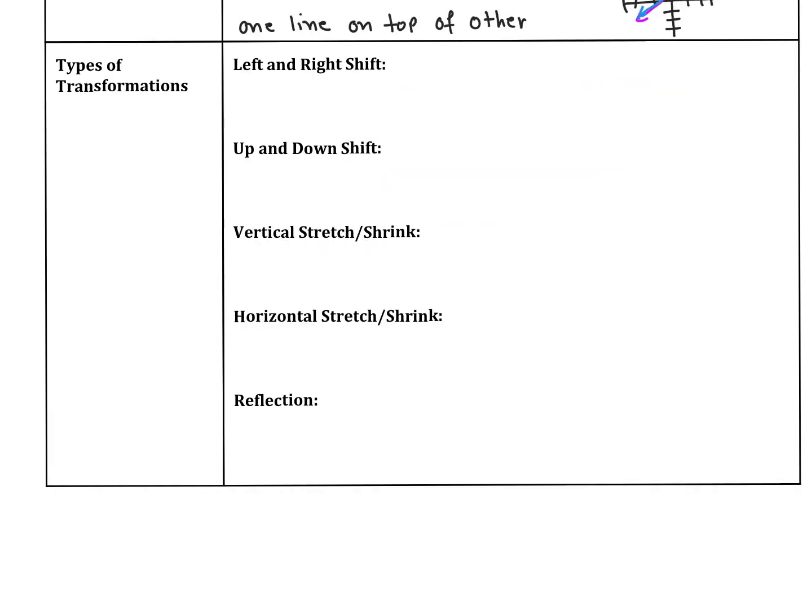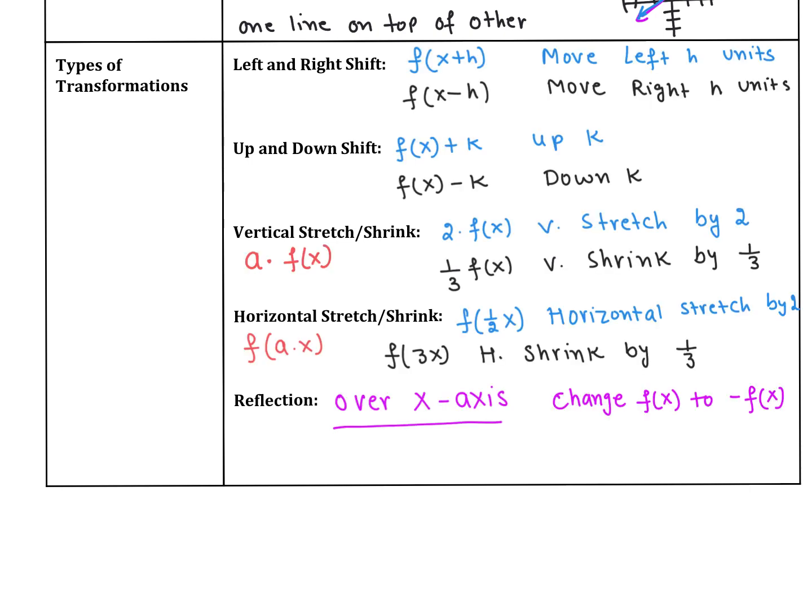The next section is types of transformations. First we're going to discuss left and right. If you have x plus h, then you're going to move left h units. If you have x minus h, then you're going to move right h units. This is horizontal translation. For up and down, or vertical translation, if you have plus k outside, then you're going to move up k units. And if you have a minus k outside of the function, then you move down k units.